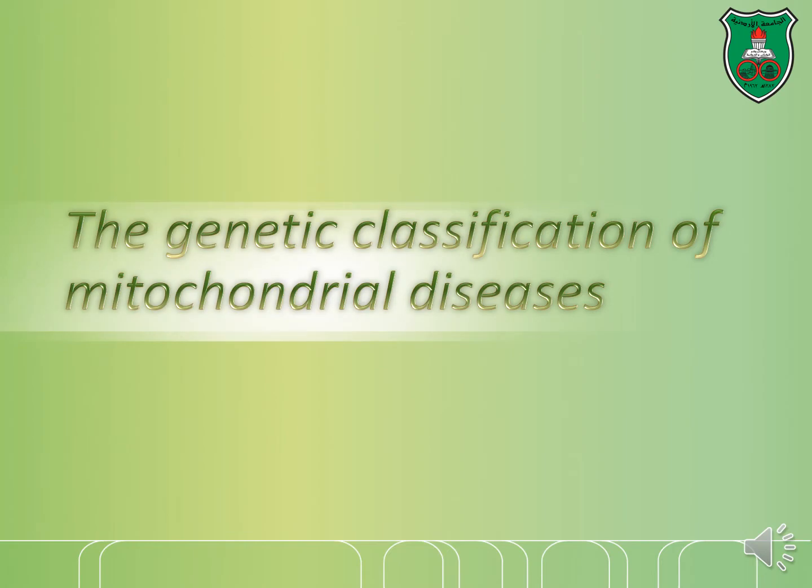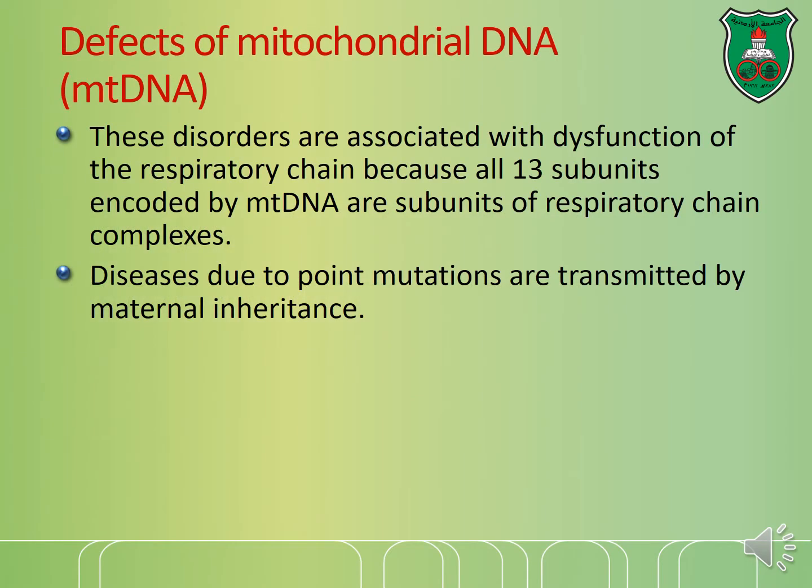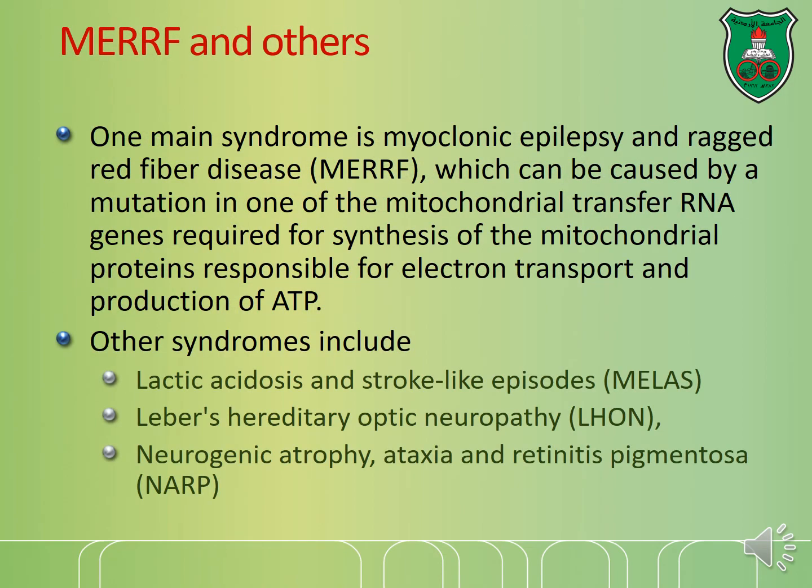Now, you can also have genetic classification of mitochondrial diseases. You can have defects in the mitochondrial DNA itself in any one of the 13 subunits, for example. Okay, and these mutations are transmitted via maternal inheritance pattern. These are some examples of such diseases. There is the myoclonic epilepsy and ragged red fiber disease. Note that most of the affected organs are muscles, and to some extent the central nervous system.